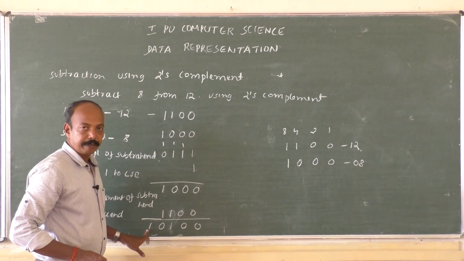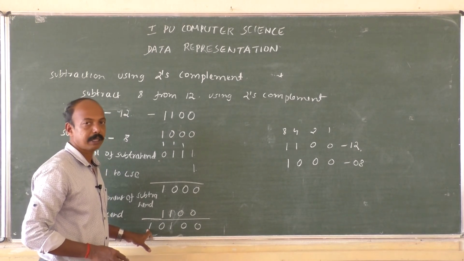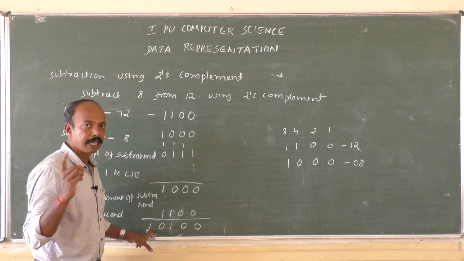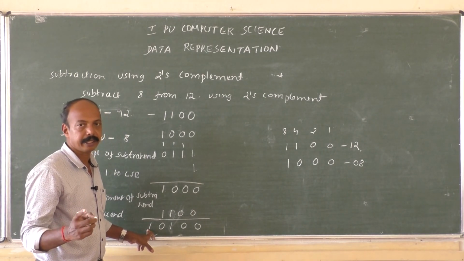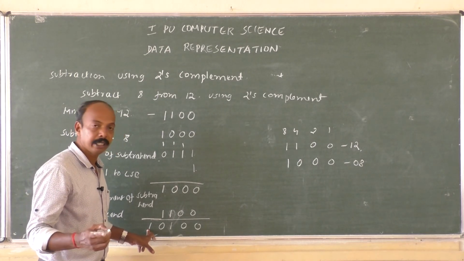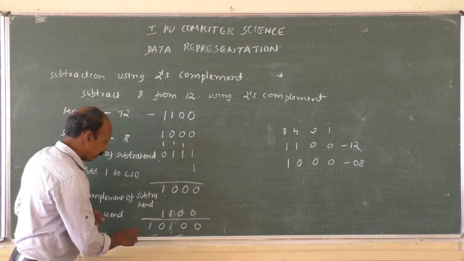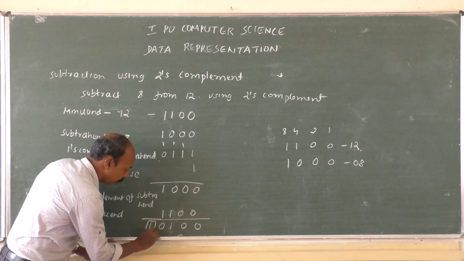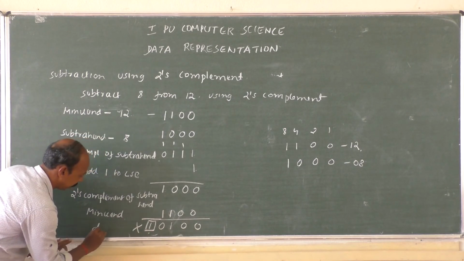End around carry. End around carry is present when we are subtracting a smaller number from the larger number using 2's complement also. In the previous case, when we subtracted a smaller number from the larger number using 1's complement, there also we had end around carry. In that case, we added 1 to the LSB. After that, we have not taken the carry. But in case of 2's complement, we have to get the end around carry, but that particular end around carry we are not going to consider, and we have to discard it.